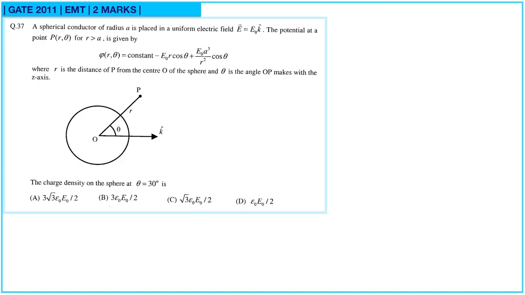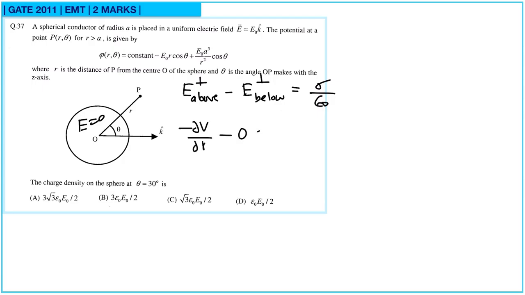So when r is less than the radius, so inside, this electric field is 0. So I can write this perpendicular component of electric field. So we can write E above the surface minus E below the surface, this will be equal to sigma by epsilon naught. So this above can be written as, now E is equal to minus dou V by dou R. So this will be minus dou V by dou R minus 0 because electric field inside is 0. This is equal to sigma by epsilon naught. So from here we can write this charge density. This will be equal to minus of epsilon naught into dou V by dou R.